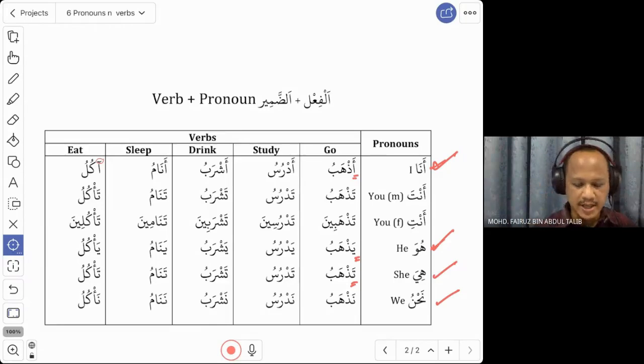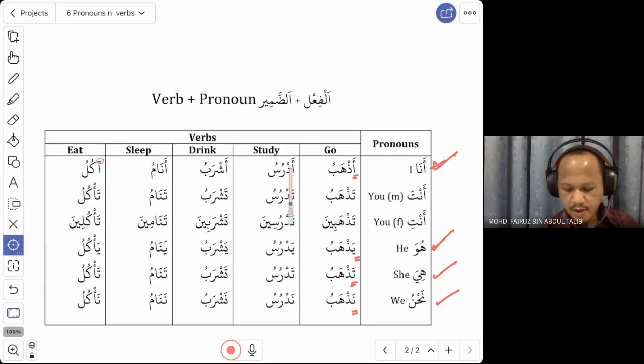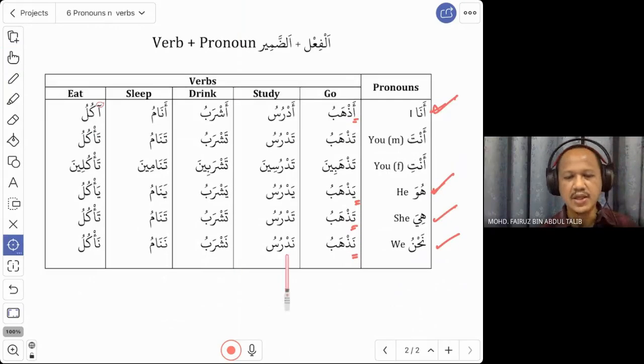Alright? So you add na. So you have now the fourth sound. Adrusu. I study. Now you want to say we study. Change to na. Nadrusu. So nadrus. We study. You can combine with nahnu. Nahnu nadrus fi jami'ah. We are studying in the university.